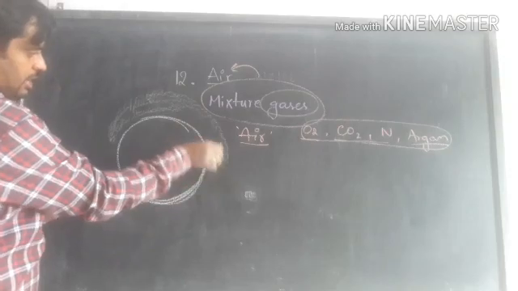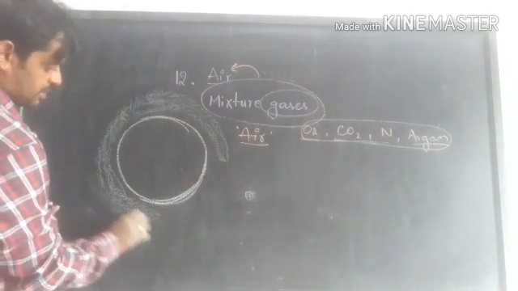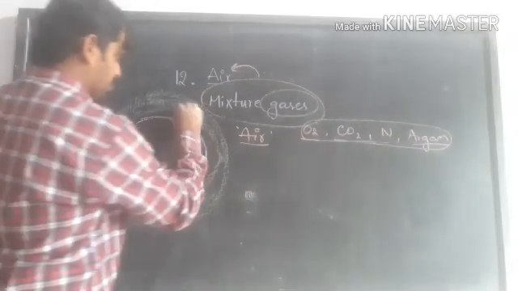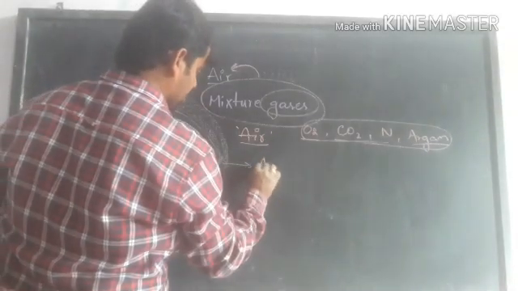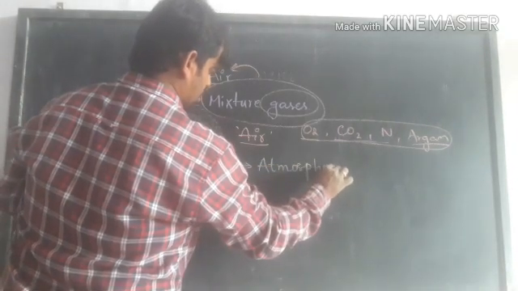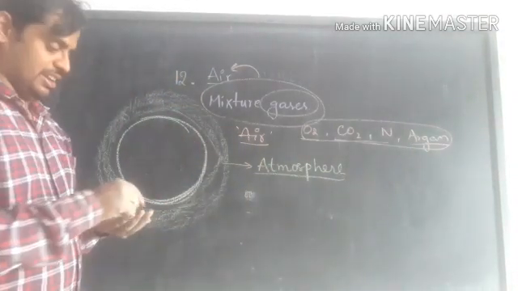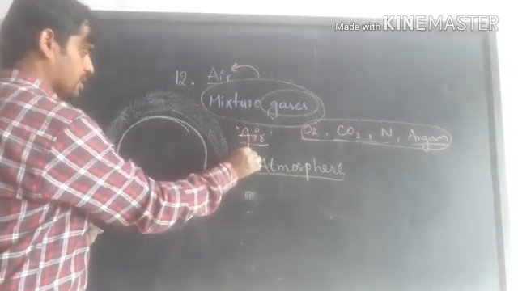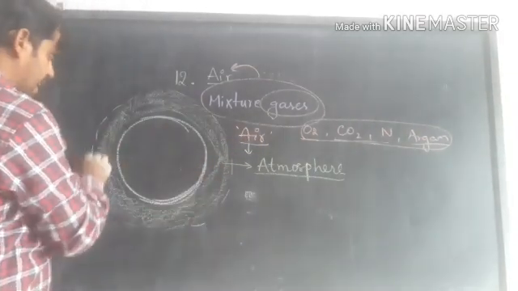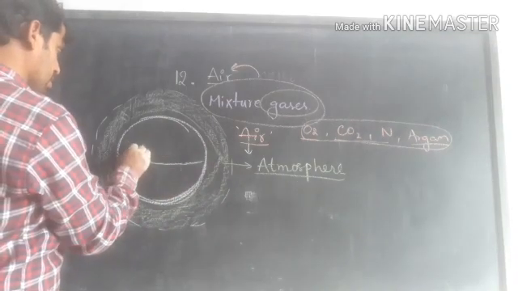So here it is the air that is present around the earth. When air is present around the earth, it is called the atmosphere. The air present around the earth is called atmosphere, right? Atmosphere contains air. This atmosphere is present as a blanket around the earth.